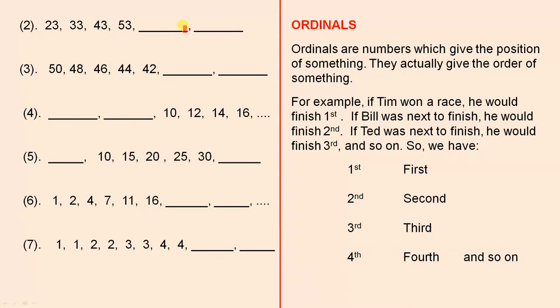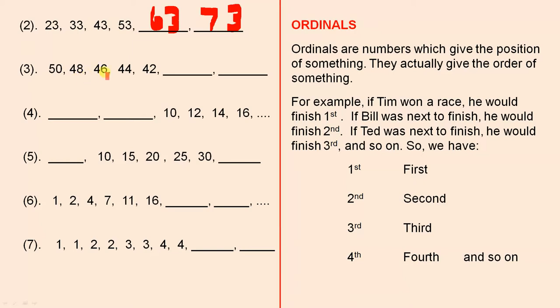Let's see if we can find the next two here. We've got 23, 33, 43, 53. Very easy to see here that we're going up by 10. Which makes the next number 63 and the next one 73.